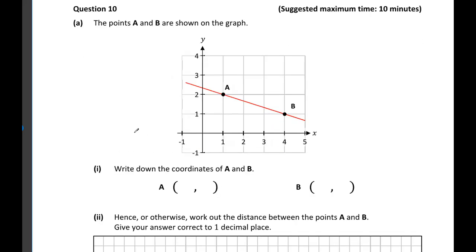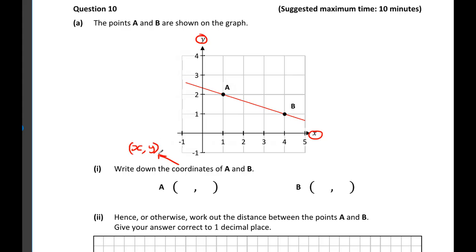Right. The points A and B are shown on the graph. Write down coordinates of A and B. Okay. So coordinates are like the alphabet. We have an X here. We have a Y. In the alphabet, what comes first? A, B, C, D, E, F, G, H, I, J, K, L, M, N, P, Q, R, S, T, U, V, W, X, Y, Z. Yes? So X comes before Y.